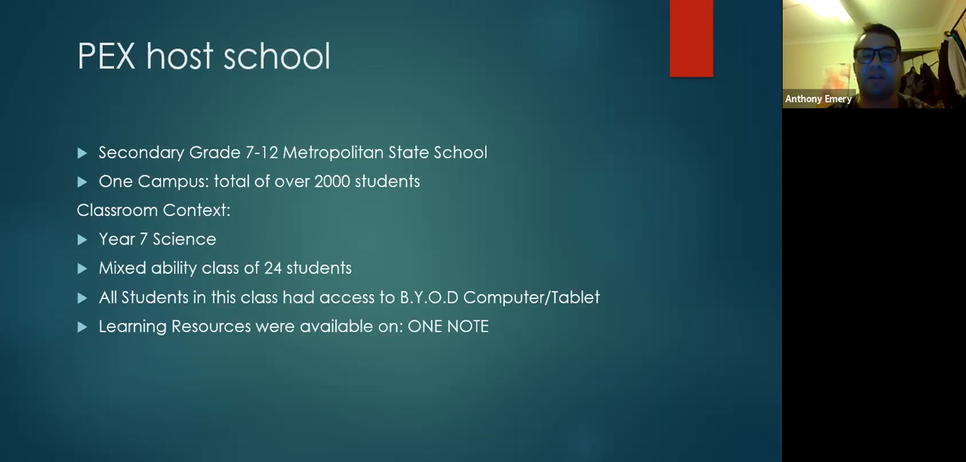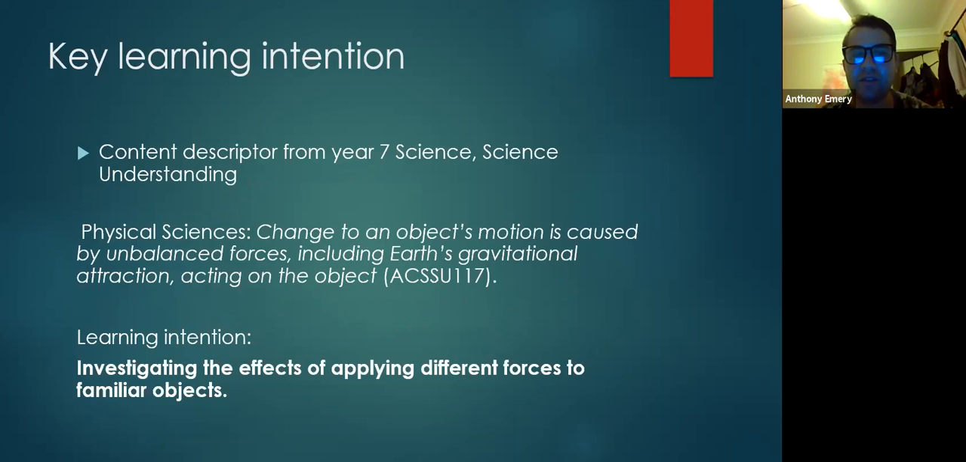So the key learning intention for this unit, Year 7 Science, was physical sciences. They were starting to change to an object's motion is caused by unbalanced forces, including Earth's gravitational attraction, acting on an object. So that was their learning objective. The learning intention was investigating the effects of applying different forces to familiar objects. So they're going to look at different types of forces and how it impacts objects.